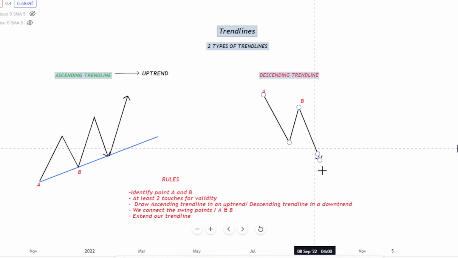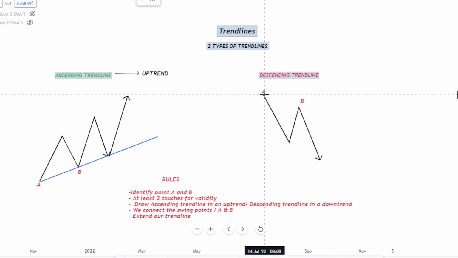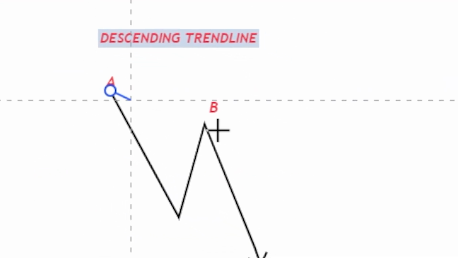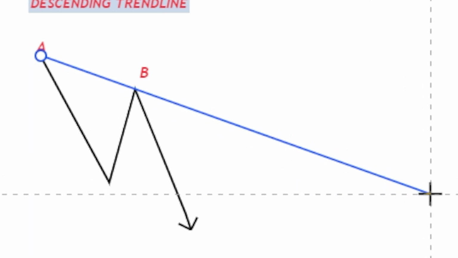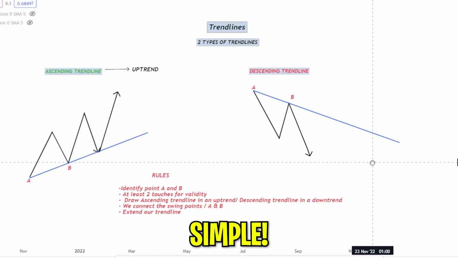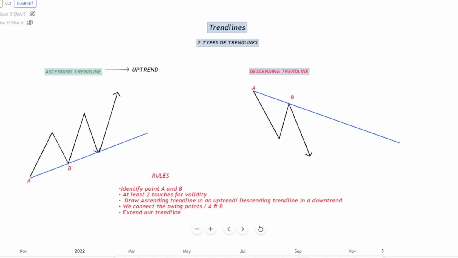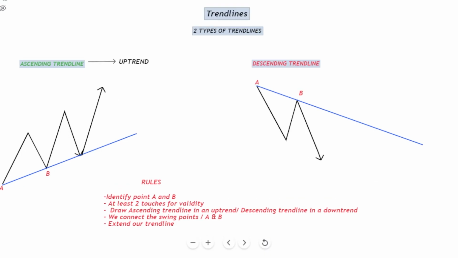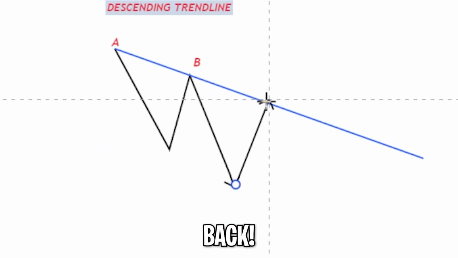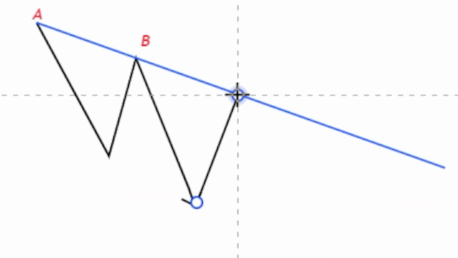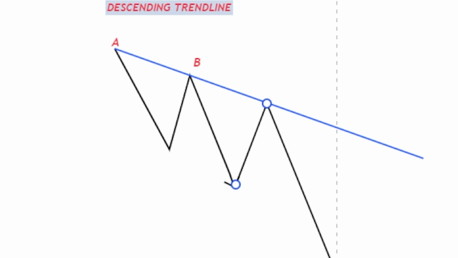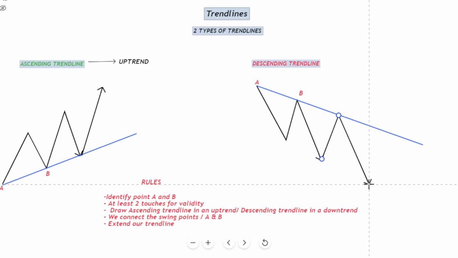So this is basically a downtrend, market making lower highs and lower lows. So we'll draw our descending trend line. We connect the point A to point B, just like that. Very simple, very easy. This is beautiful. So what we'll find now, market will do this in a downtrend. Market will come back, touch our trend line, and push off to the downside.